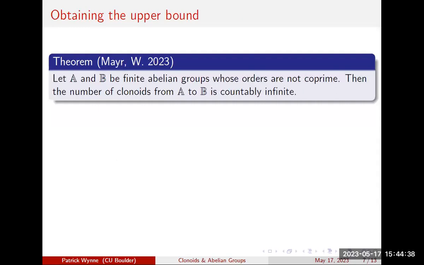Okay, so in some cases, we actually attain this upper bound. There are actually as many clonoids as there could be from that past theorem. So in the case where A and B are finite abelian groups with a common prime divisor, then the number of clonoids between A and B is actually countably infinite, so it's as big as possible. And so the idea behind this, I'll just sketch the proof idea where A is just the integers modulo p, and B is also the integers modulo p, just with addition, so just the abelian group.